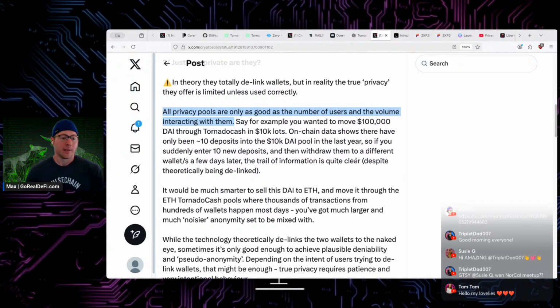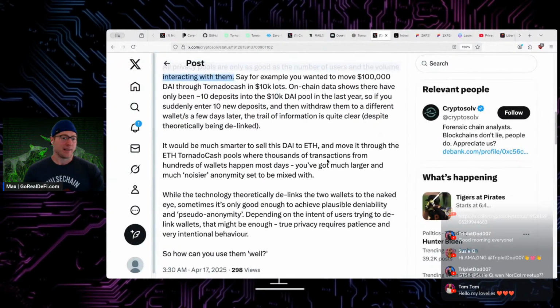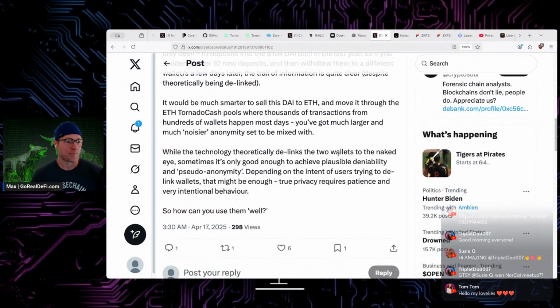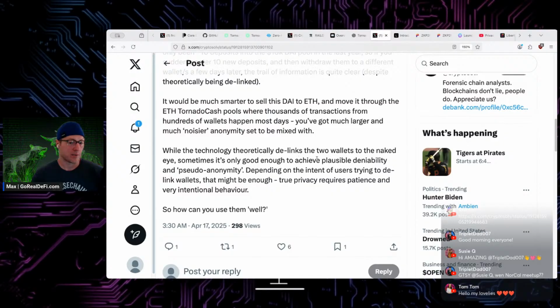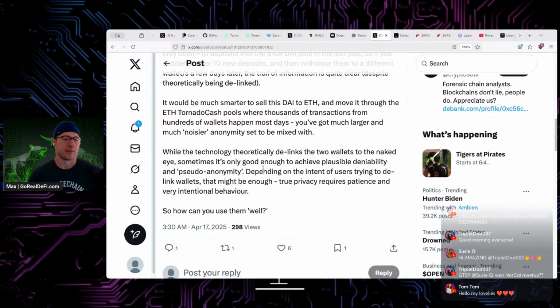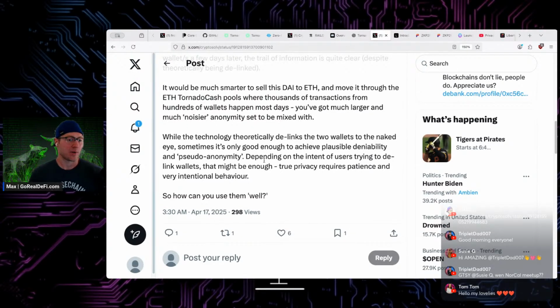It would be much smarter to sell this DAI into ETH and move it through ETH Tornado Cash pools, where 1,000 transactions from hundreds of wallets happen most days. You get much larger and much noisier anonymity sets, AS, to be mixed with. While the technology theoretically delinks the two wallets to the naked eye, sometimes it's only as good as the achievable plausible deniability and pseudo-anonymity. Depending on the intent of the users trying to delink wallets, that might be enough. True privacy requires patience and very intentional behavior.